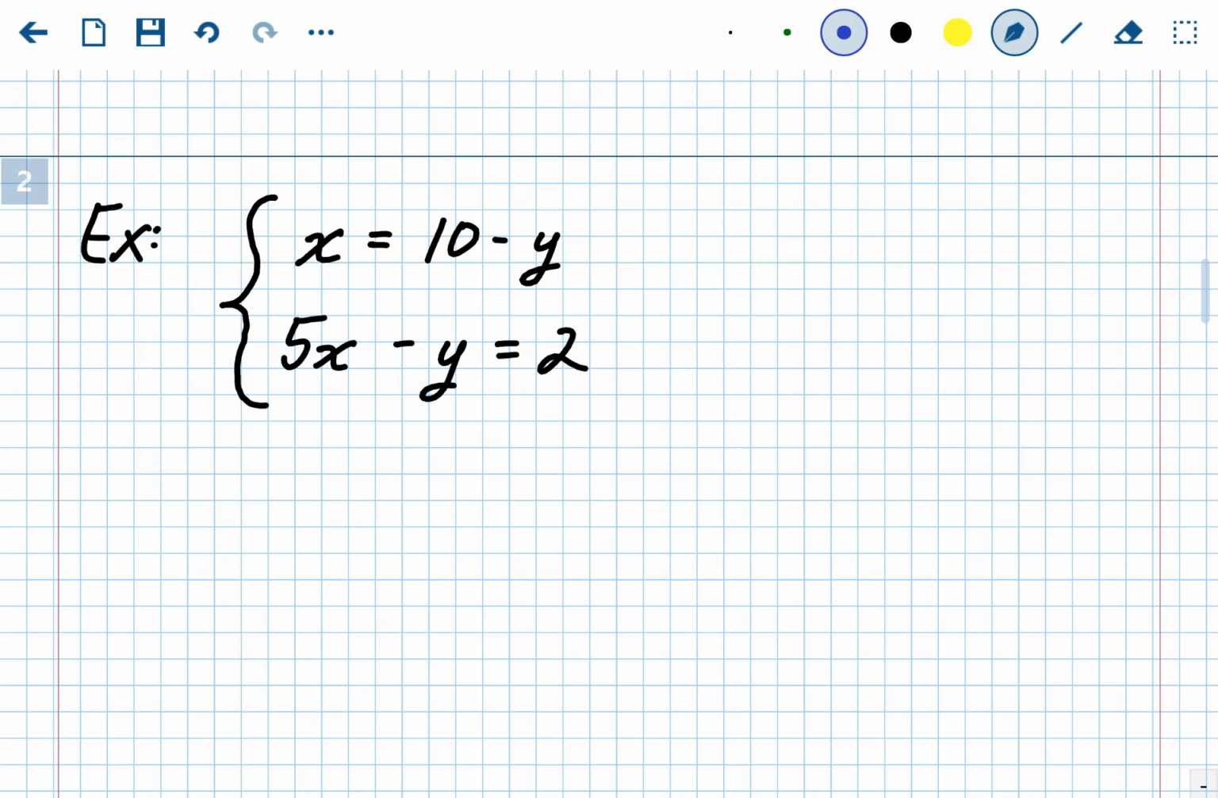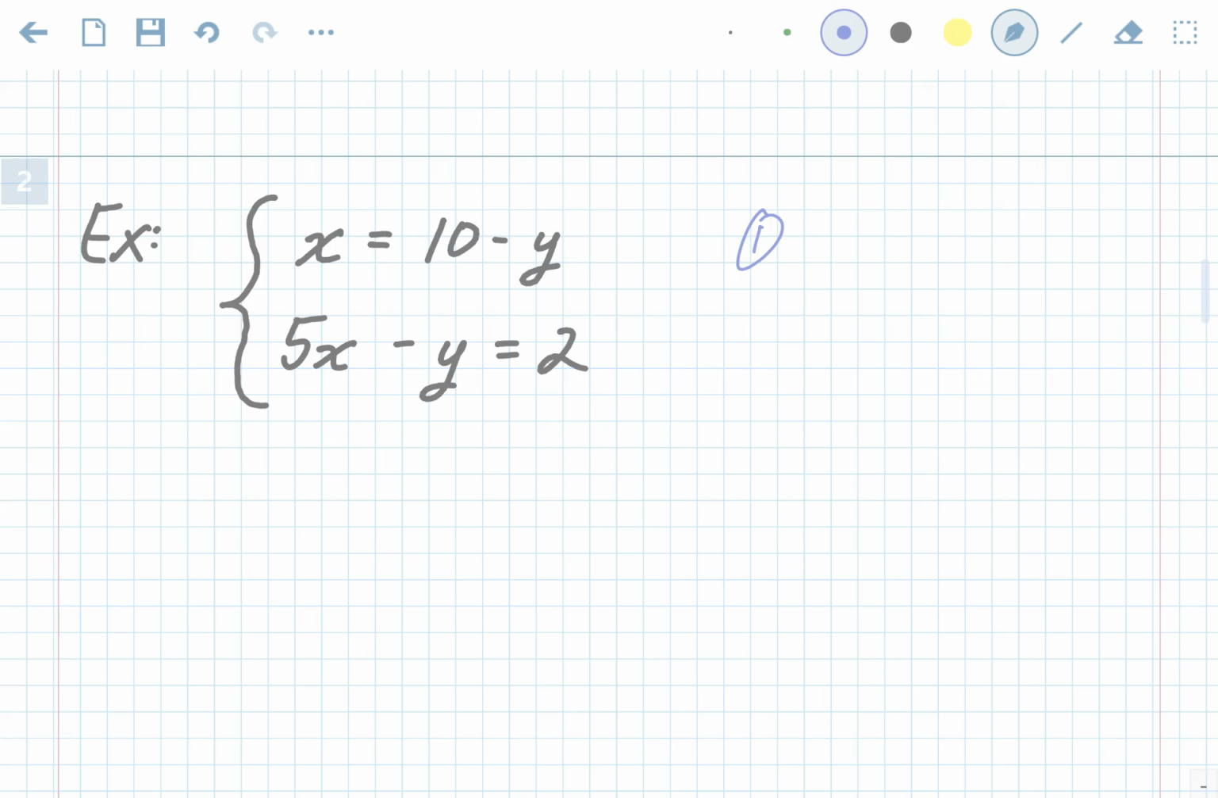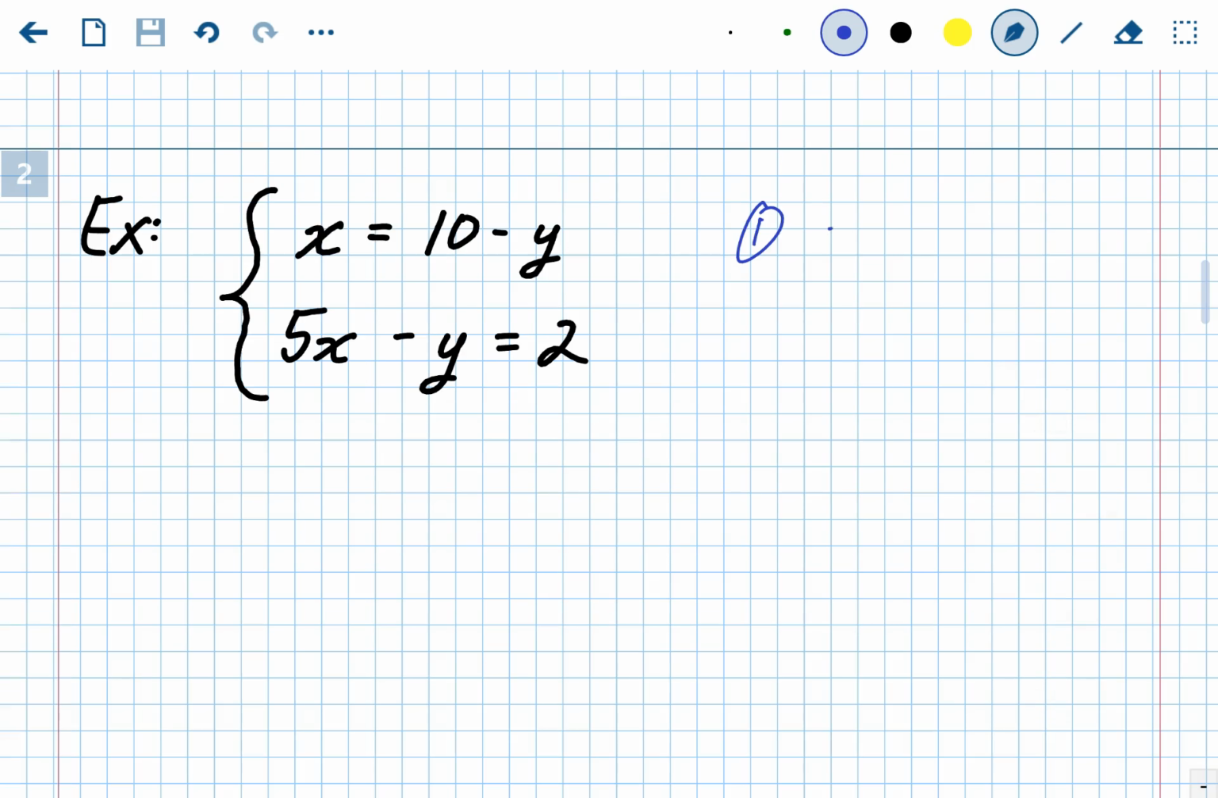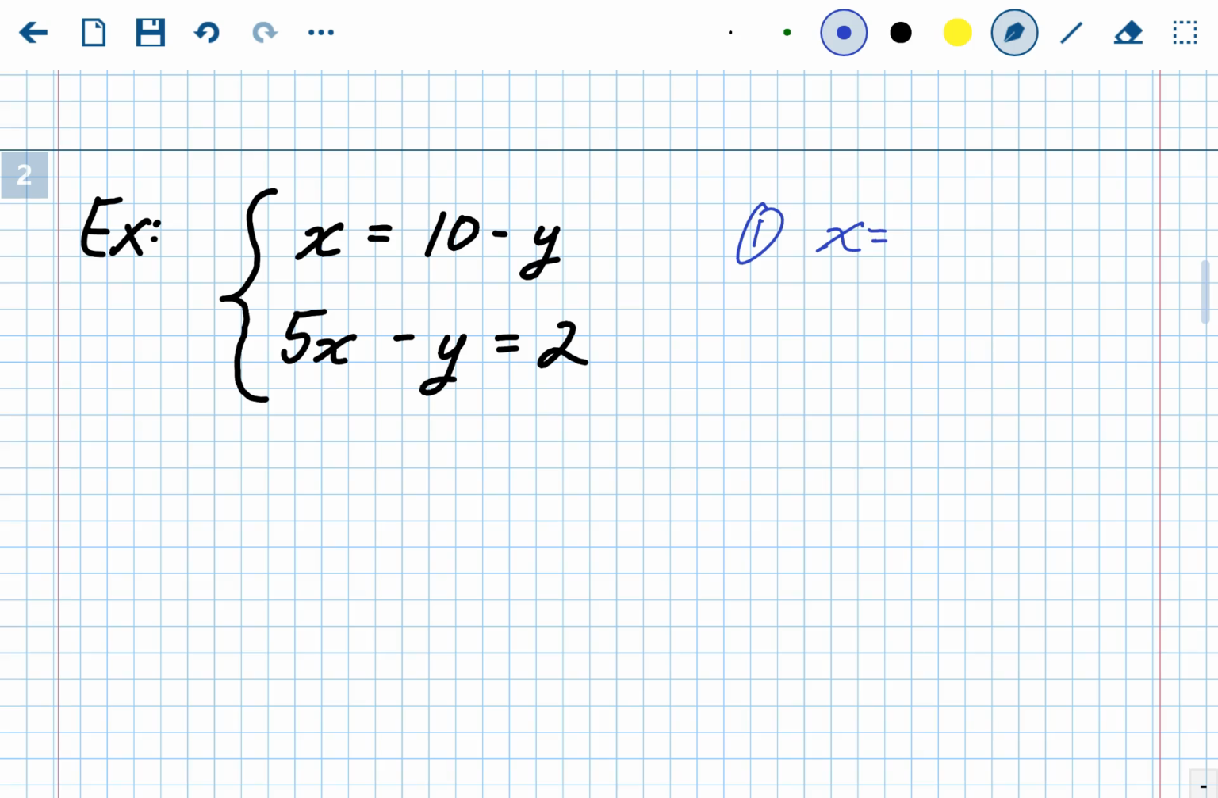Step 1 was to isolate one variable, or substitute one variable in one of the equations. Well, step 1's already done for us, because the top equation is x equals. Anytime you have x equals or y equals, that means that variable is already isolated. So step 1's done. So the part we need for step 1 is just that top equation, x equals 10 minus y.